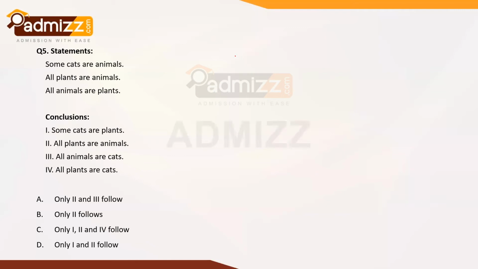Yep, so first I'll be revealing the correct answer. The correct answer in this case is option number D. So let's take a look at why this is the case. We'll be drawing Venn diagrams. Some cats are animals. So we've got a set of cats, which I'll be representing by C, and we've got the set of animals, which I'll be representing by A.